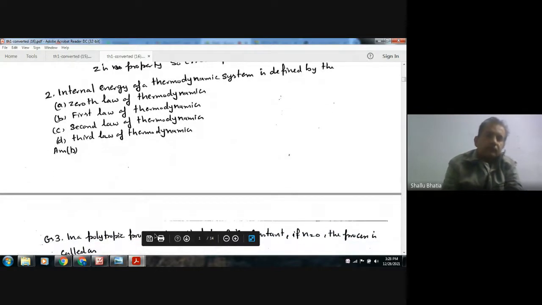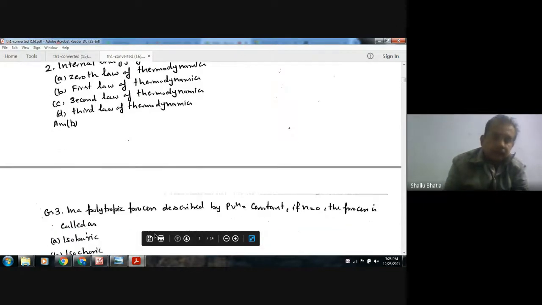Question number 2: internal energy of a thermodynamic system is defined by the option A, zeroth law of thermodynamics, B, first law of thermodynamics, C, second law of thermodynamics, D, third law of thermodynamics. Internal energy, now according to the first law, dq is equal to dw plus du, and du is the change in internal energy, so that is the value for a process. So internal energy is defined by the first law of thermodynamics.